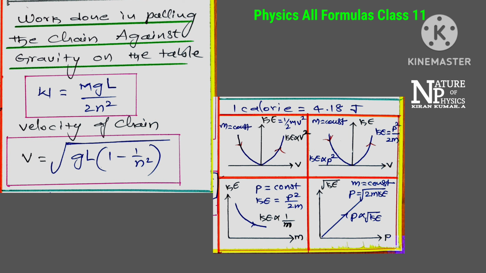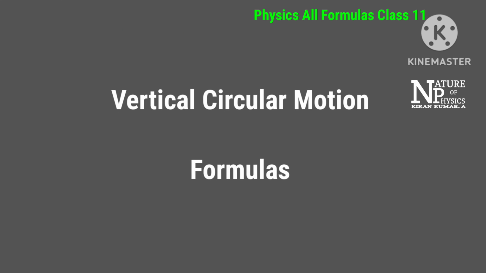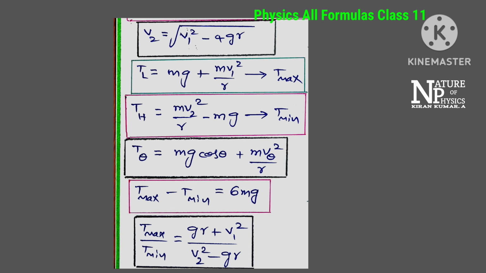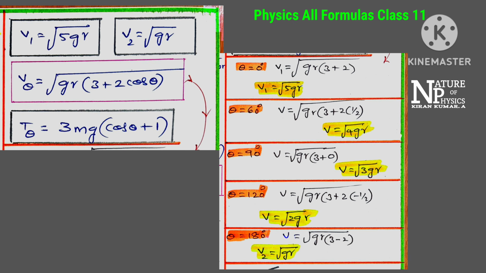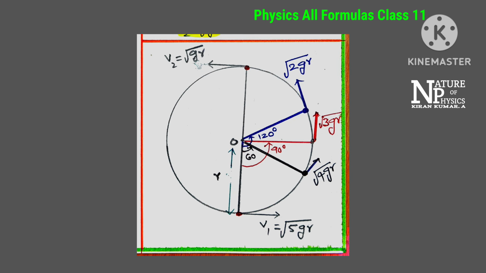Here the relation between kinetic energy and velocity graphs is also there, and vertical circular motion. This is a very useful concept, with clear, perfect diagram-based formulas, especially velocity at the lowest position and highest position, and tension at the lowest position, highest position and any point. Different cases are also given: theta equal to 0 degrees, 90, 180, 60 degrees, and velocity at different positions is clearly given in vertical circular motion. See, notice that, very useful formulas.